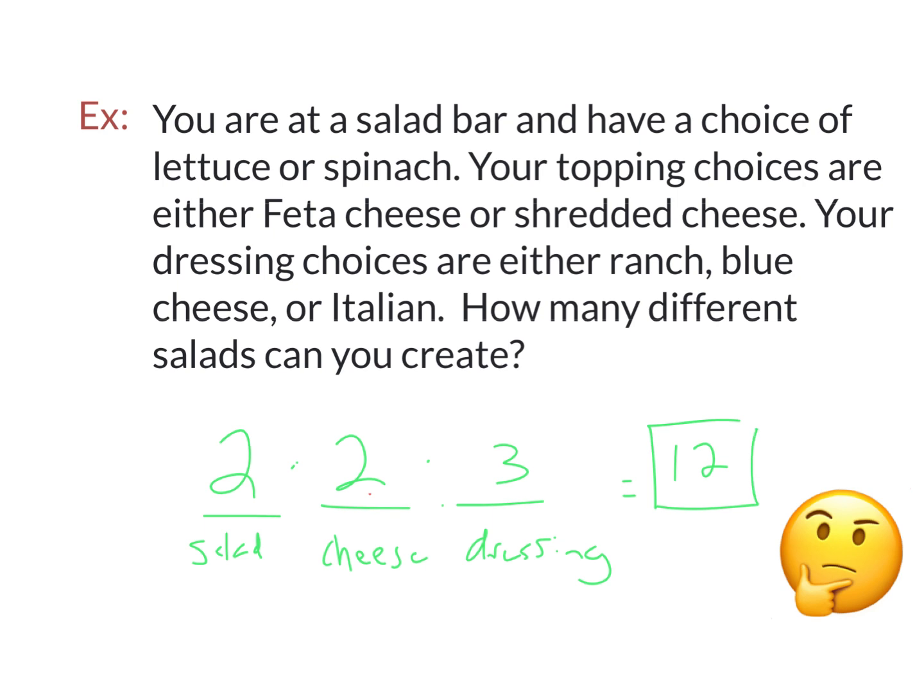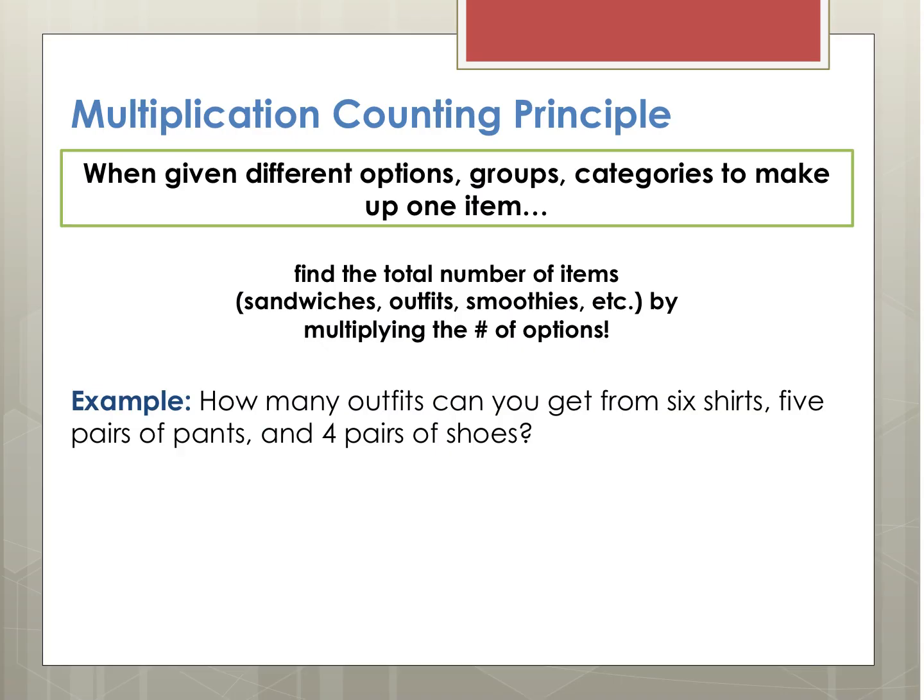So the trick is, whatever the categories are, if you multiply the number of elements in each category, that will give you the total possibilities. This is called the multiplication counting principle. So let's take a look at a couple examples. So the formal definition is when you're given different groups, options, or categories to make up one item, and you're trying to find the total number of possibilities it can have, this is when we use that multiplication trick.